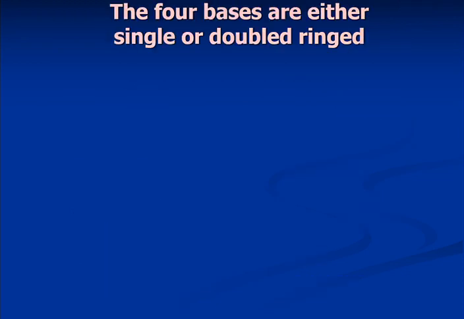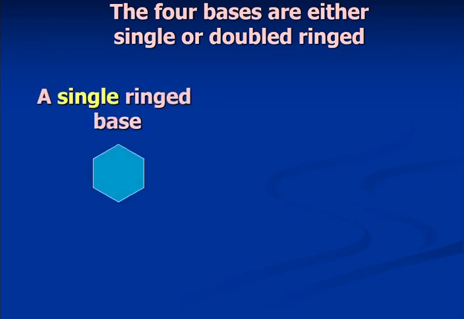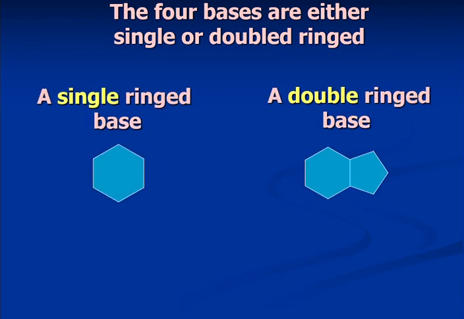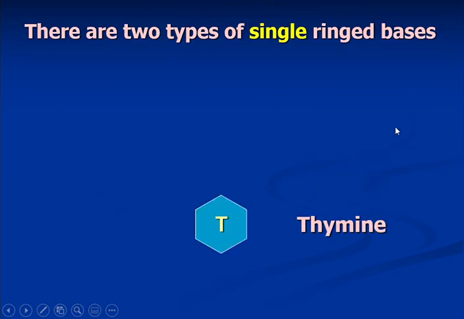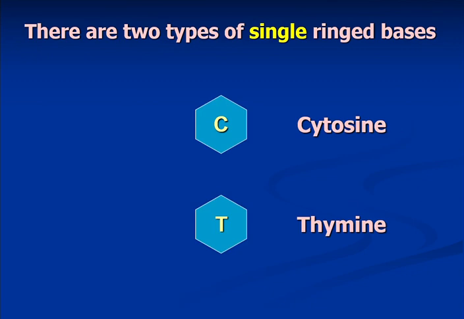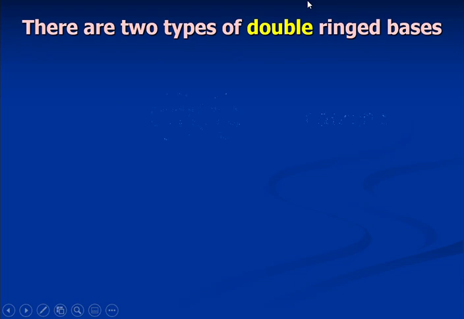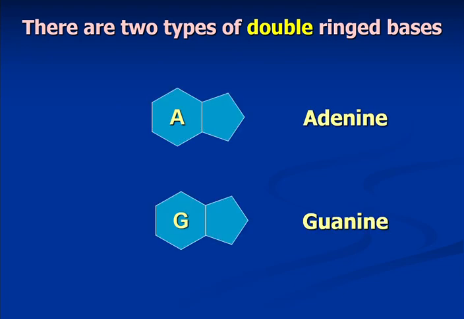So, we can further divide these into either single-ringed or double-ringed bases. Again, you do not have to worry about the physical structure. You do not have to worry about what physically goes in there, atomic-wise. It's just a single ring and 2 rings. So, the 2 single-ring bases are cytosine and thymine. And the double-ringed bases are adenine and guanine. So you can see there the 2 rings and the 2 rings.